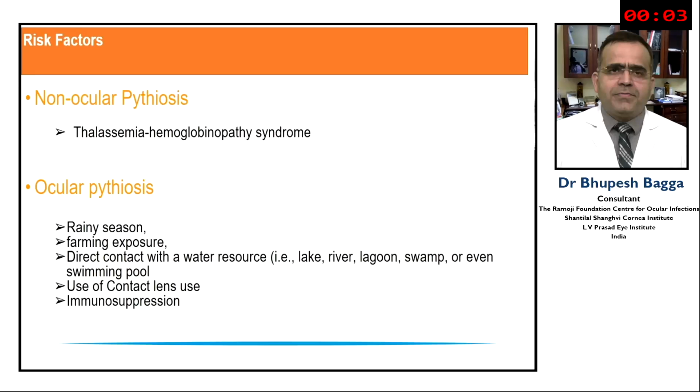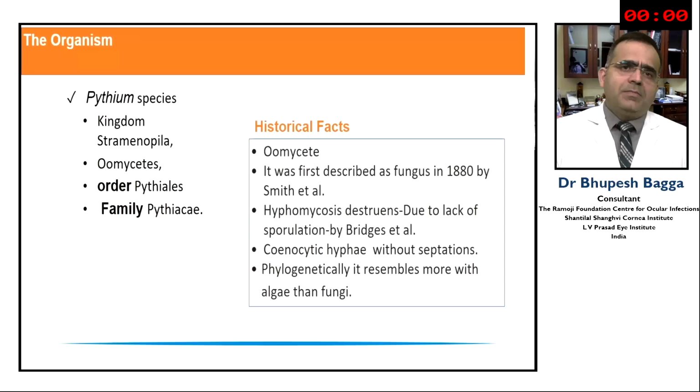Risk factors of non-ocular pythiosis are thalassemia and hemoglobinopathy syndromes, while ocular pythiosis is more commonly seen in the rainy season, associated with farming exposure, direct contact with water resources, or use of contact lenses. Pythium basically belongs to a group called oomycetes and family Pythiaceae.